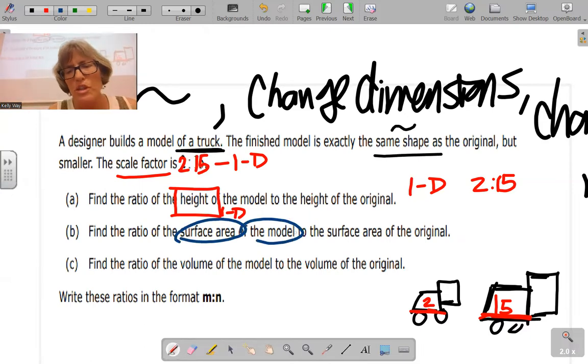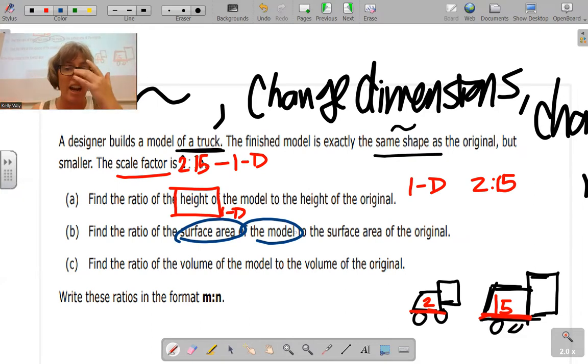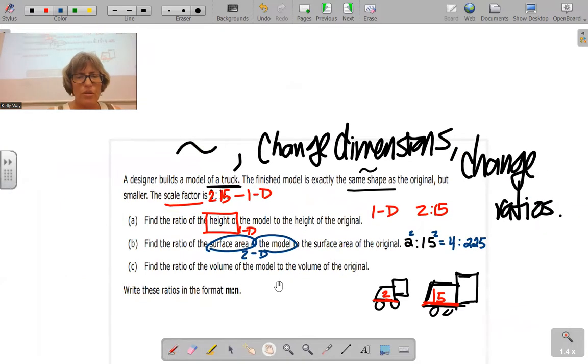Surface area would be if I painted the trucks. What is the area that I'm painting and what happens with that area? Well, area is 2D. So what do we do with the 2 and the 15? Because it's 2 dimensions, we simply square it. So that's going to be 4 to 225. So you don't keep the same ratio as you change dimensions. You change dimensions, you change ratios.